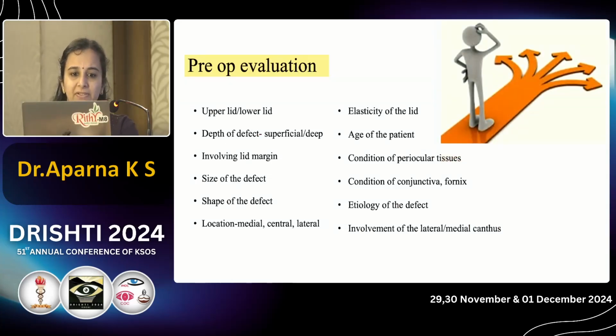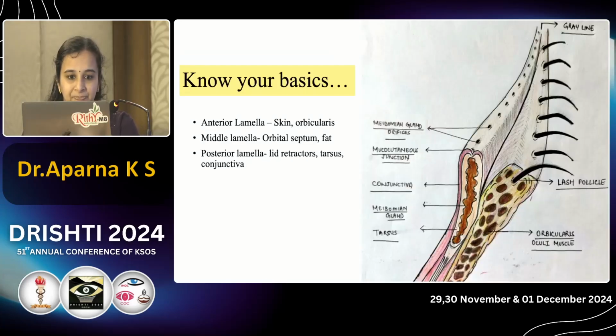So during the preoperative evaluation, we have to look for certain factors which have a role in deciding the choice of the procedure as well as the prognosis of the procedure, like whether it is involving upper lid or lower lid, whether it is a superficial or a deeper one, if it is involving the lid margin or a non-marginal tear, then size of the defect, shape of the defect, location of the defect, then elasticity of the lid, that in turn depends on the age of the patient, then condition of the periocular tissues and intraocular structures, etiology of the defects, and status of the lateral and medial canthus.